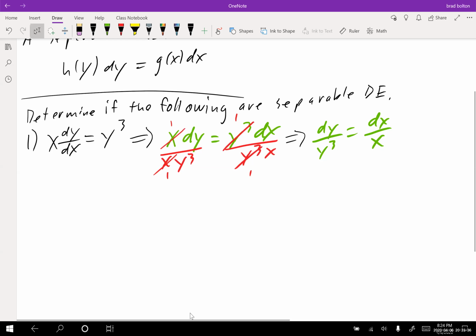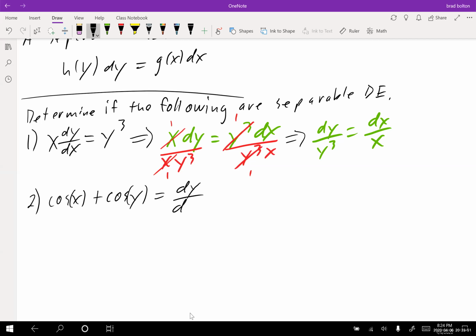Let's look at another one. We have cosine of x plus cosine of y is equal to dy dx. I will tell you guys that a lot of times with cosines and sines and tangents and trig functions in general, and inverse trig functions, when they have separate variables inside each one of the trig functions, you're going to run into trouble, and you may need some other type of method to deal with differential equations in that case.